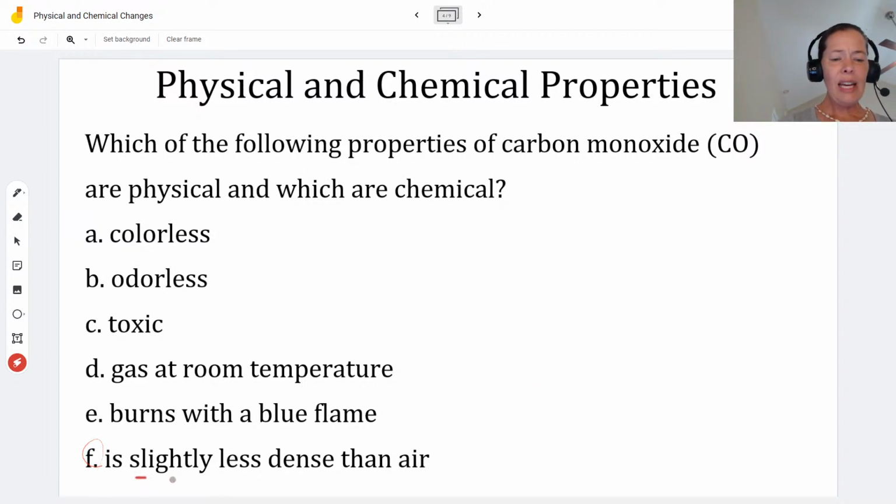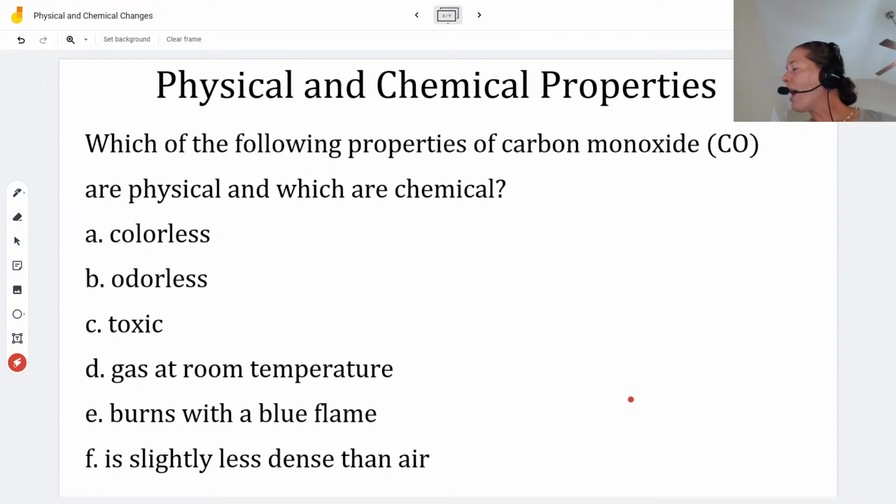And F is, it is slightly less dense than air. Just like when we talked about the previous problem with the toys, density is going to be a physical property. That's not something that we need to see when it reacts with something. Okay, so those are a couple of physical and chemical properties of carbon monoxide in particular.